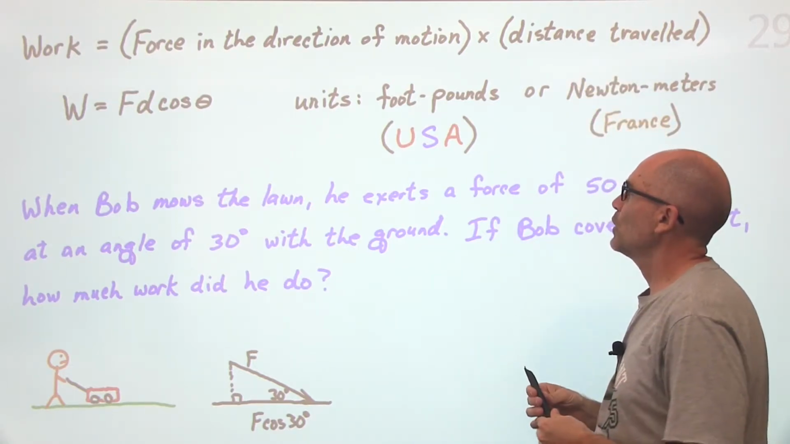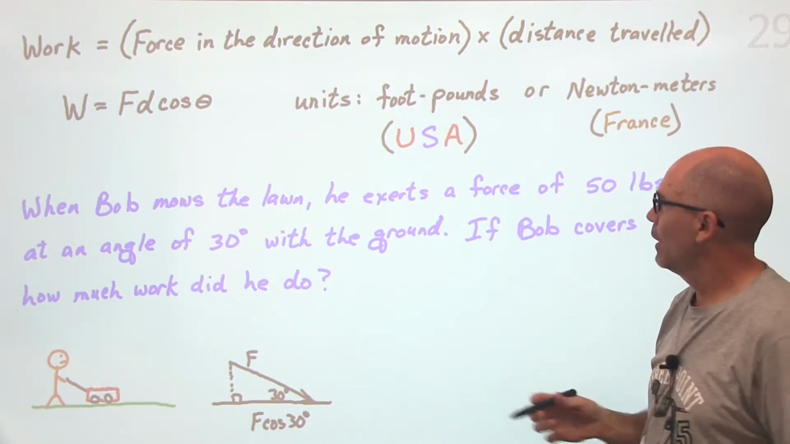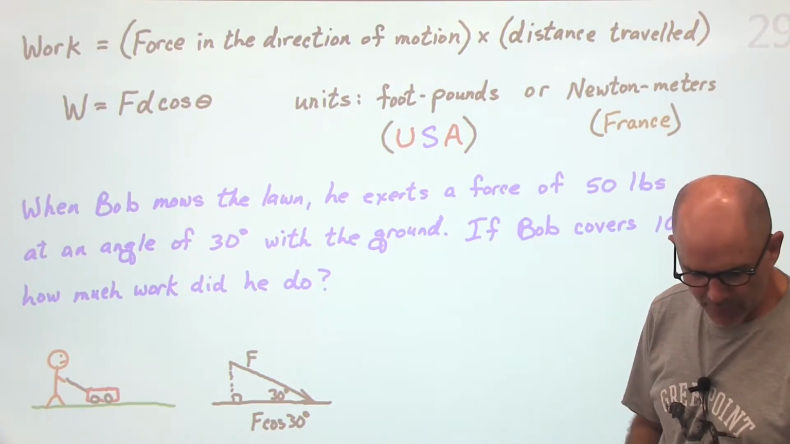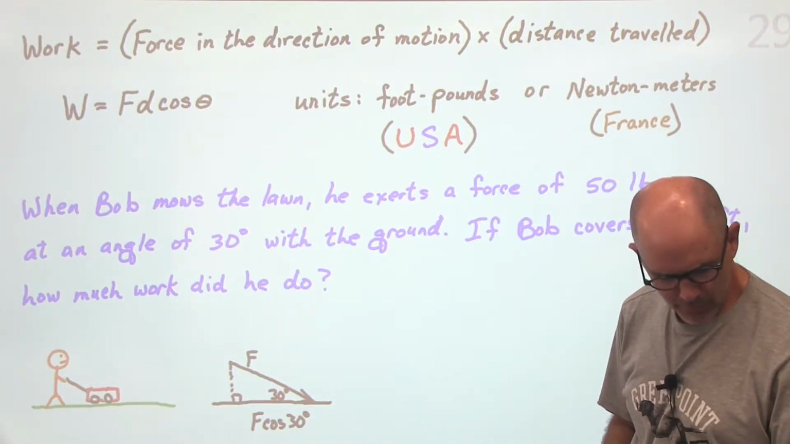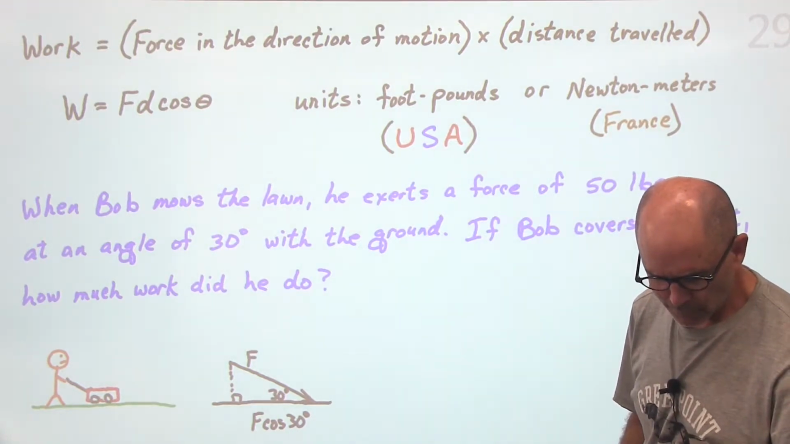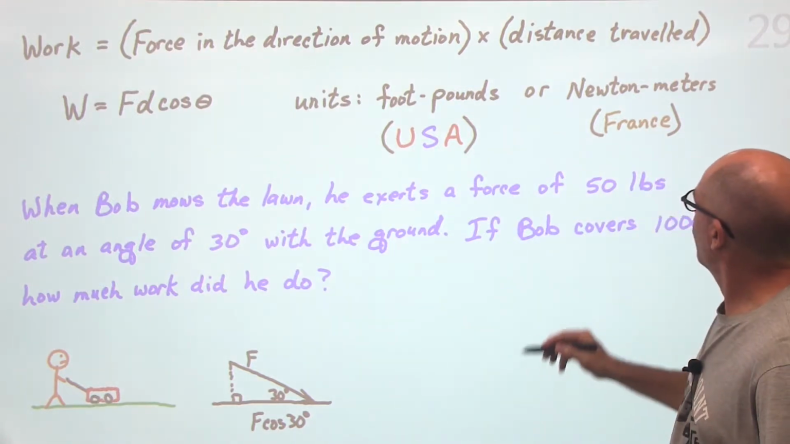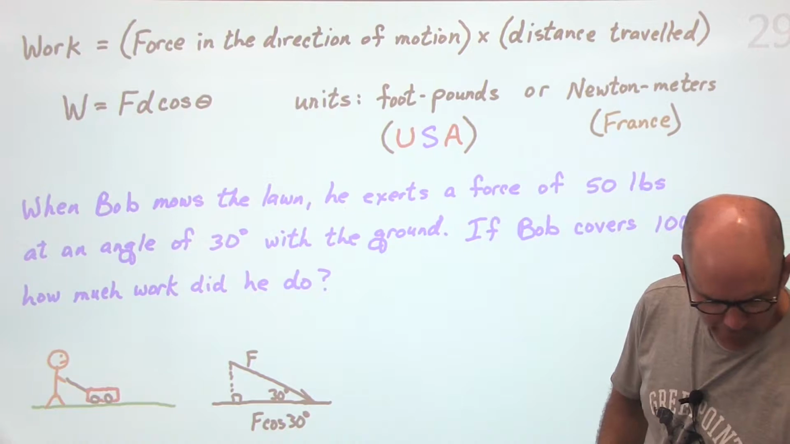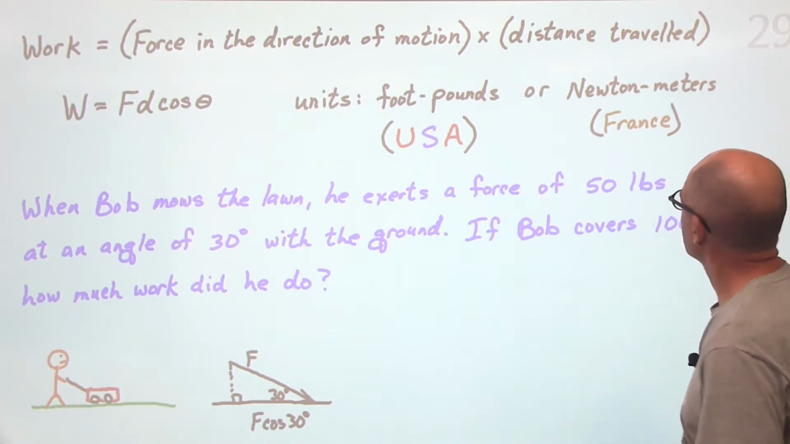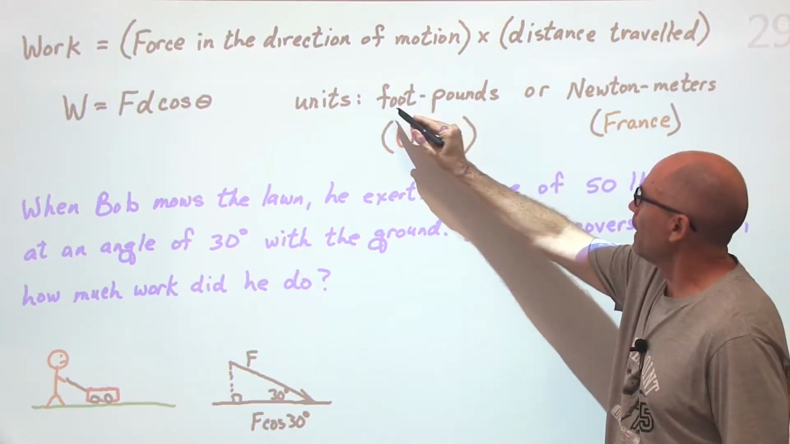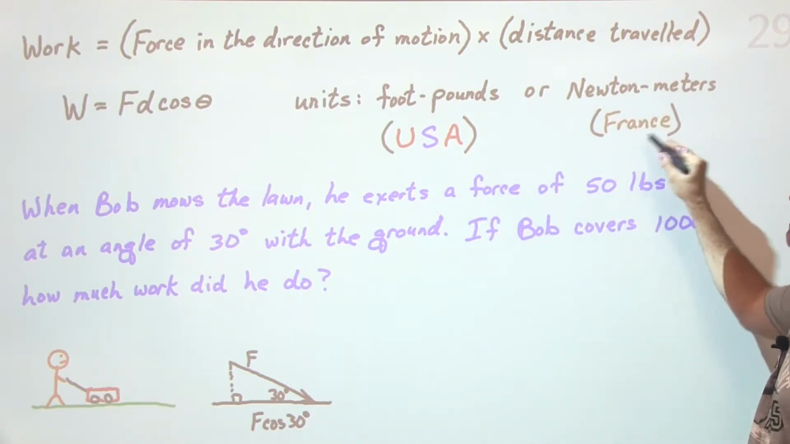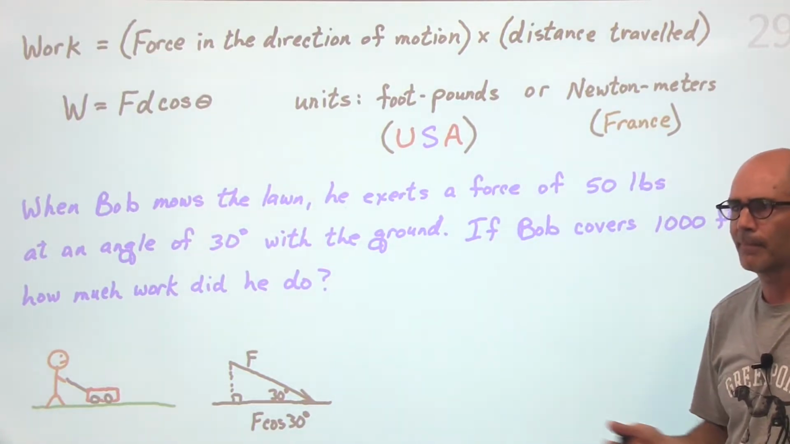Now, there are two units of work. One unit is good old foot-pounds from the United States of America. And the other unit of work is Newton meters from France? Yes, France. Okay. Foot-pounds, United States. Newton meters, metric system, the rest of the world.